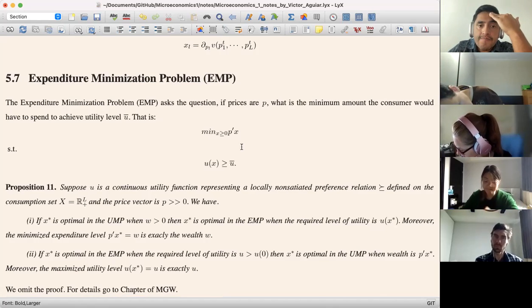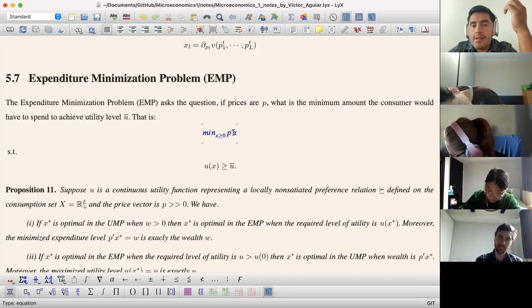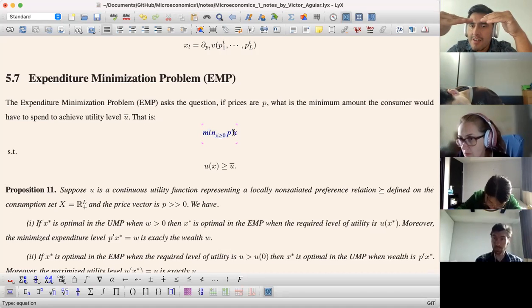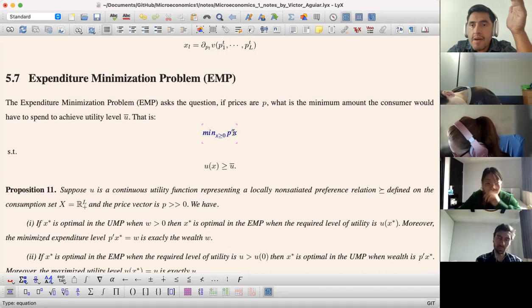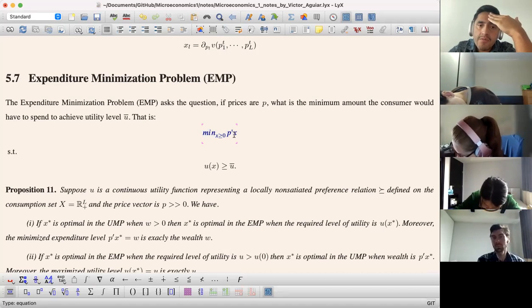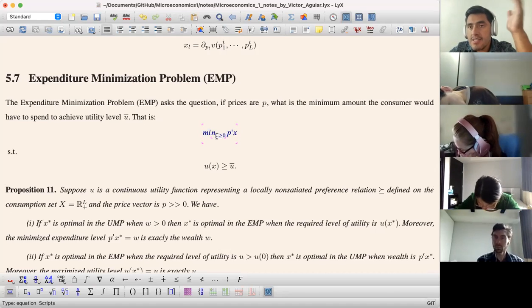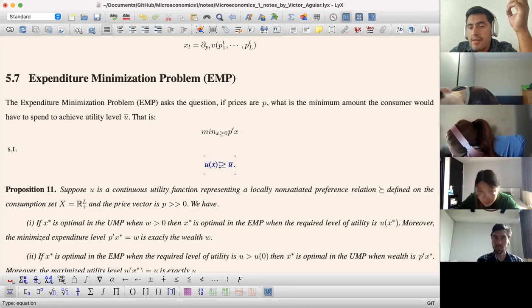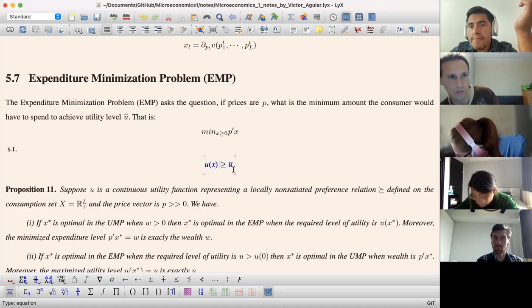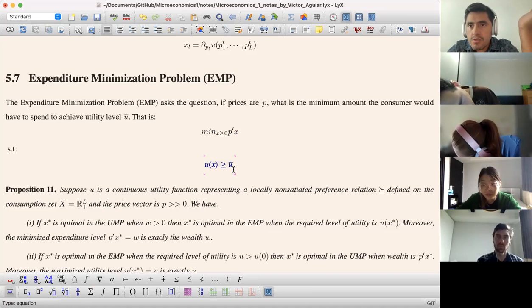So this problem essentially asks: take a consumer and tell the consumer a target utility. The utility has to satisfy a certain level, and this is going to be U bar. Then I'm going to ask the consumer to minimize the expenditure, which is prices times the consumption. The control variable is X, the same as before, so you're choosing the optimal bundle, subject to the utility that you obtain from such a basket being greater than or equal to U bar, okay? So this problem describes a hypothetical situation.